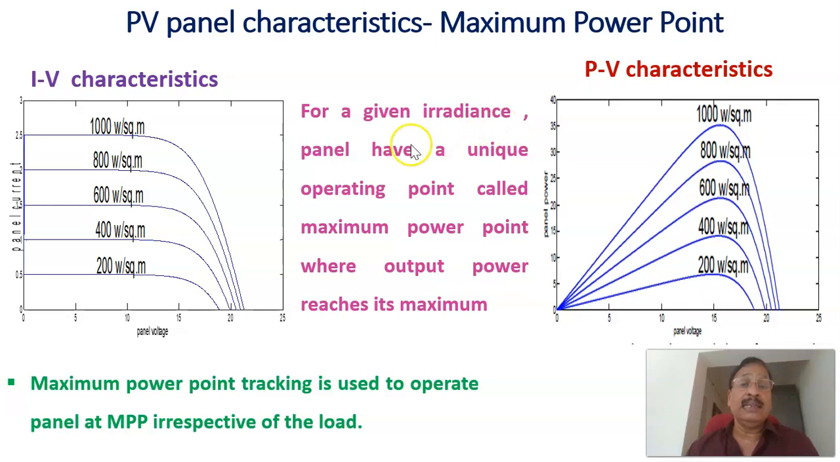Therefore, for a given irradiance, the panel has a unique operating point called the maximum power point. For 1000 watts per meter square, this is the maximum power point. For 800 watts per meter square, this is the maximum power point, where the output power reaches a maximum value. Therefore, maximum power point tracking is used to operate the panel at the maximum power point irrespective of the load. Whatever be the load, it has to operate at the maximum power point. That is done by maximum power point tracking.